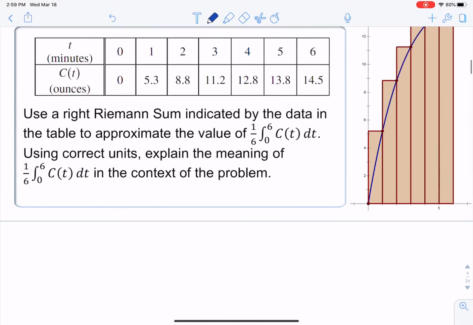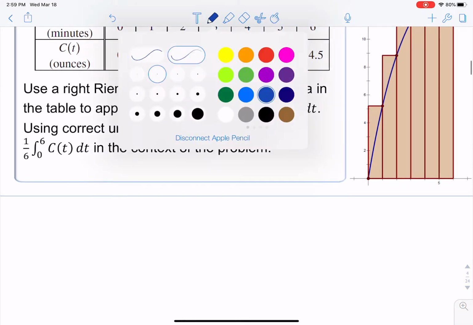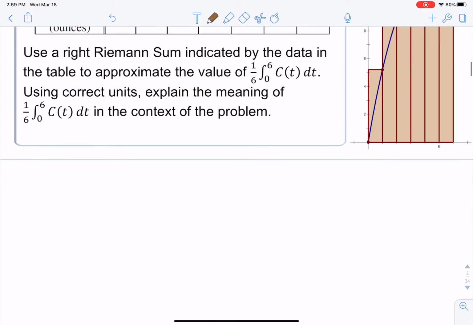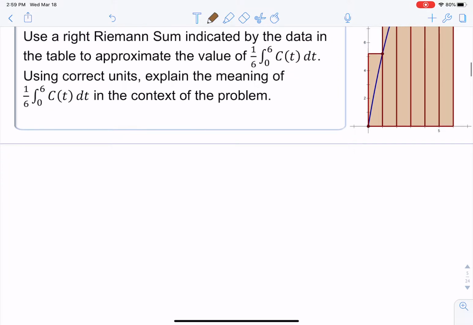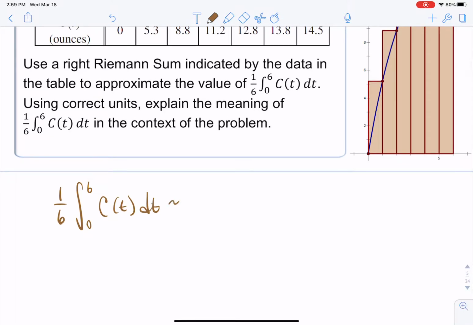So if I were going to actually calculate the value of this definite integral, maybe I should choose a brown color here too. Okay, so this is the warm-up question. I've got 1/6 times the definite integral from 0 to 6 of c of t dt. Using a right Riemann sum, we know that we need to have an approximately equal sign here. I'm going to carry over the 1/6.